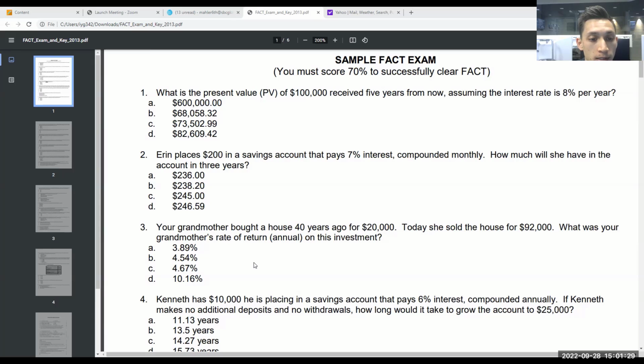So number 3, it says your grandmother bought a house 40 years ago for $20,000. So she bought that house 40 years ago for $20,000. That's going to be our present value amount, because that's how much money she spent. It says today she sold the house for $92,000. Today would be our future value amount. What was your grandmother's annual rate of return on this investment? So we are looking for the interest rate in this problem.